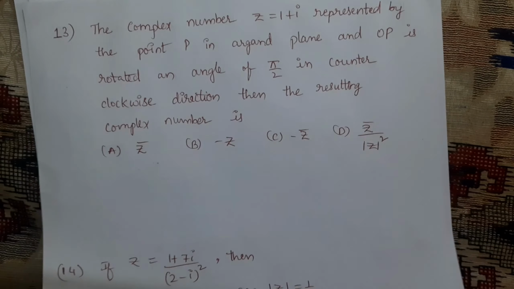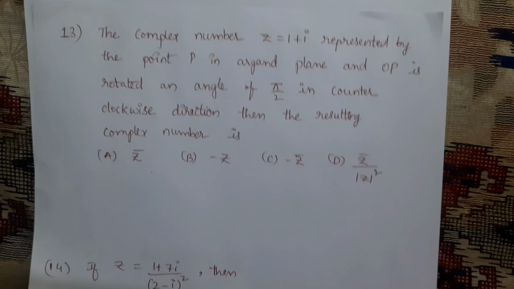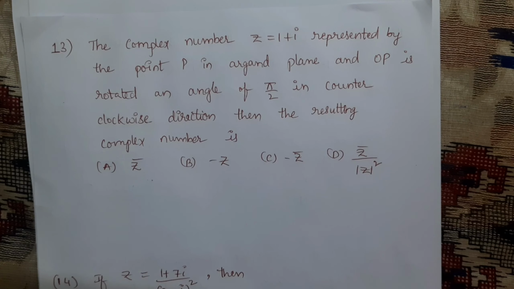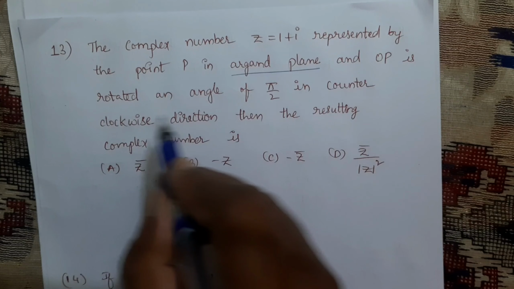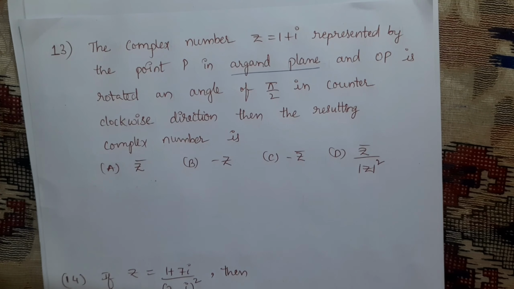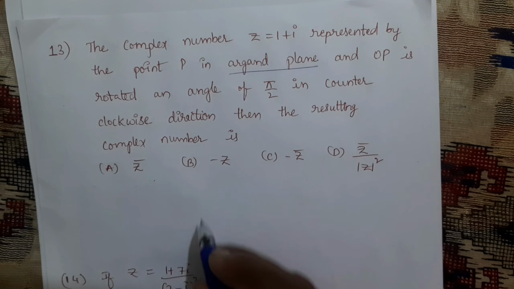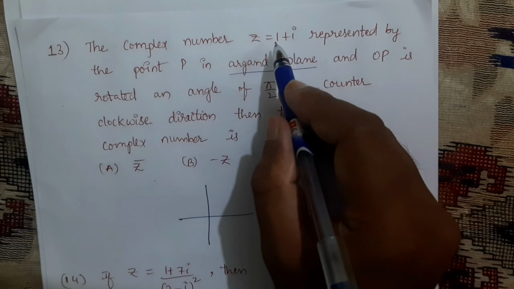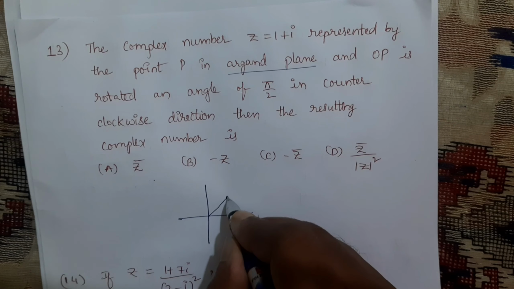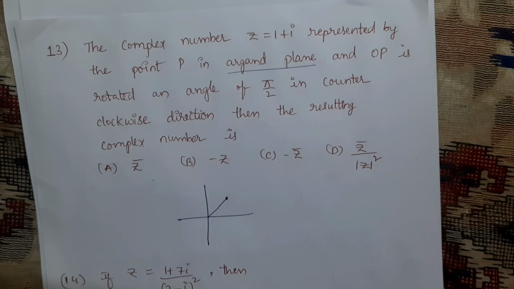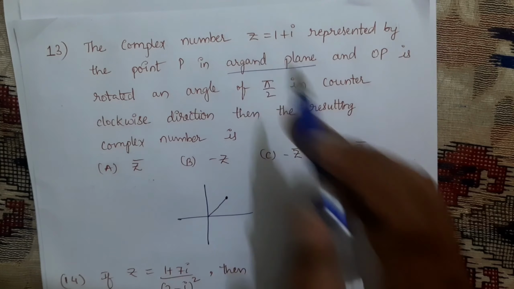The question number 30, so this is like a concept based question. The complex number z is equal to 1 plus i represented by the point P in the Argand plane, and OP is rotated by an angle of pi by 2 in counterclockwise direction, then the resultant complex number is. See, as we know that 1 plus i, for example, it will be here. Okay, 1 plus i. Why? Because it is in the first quadrant.